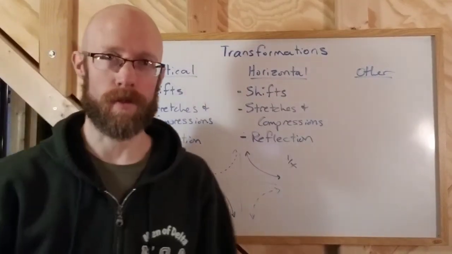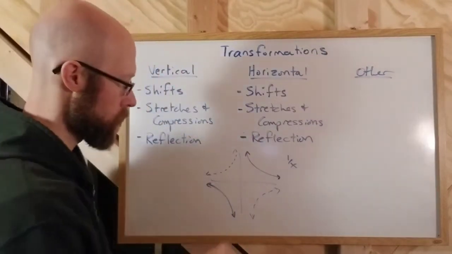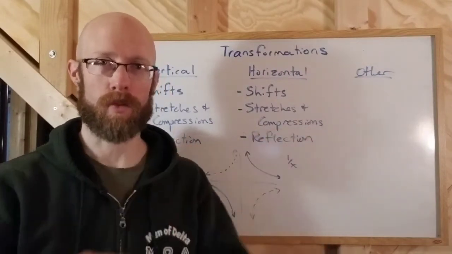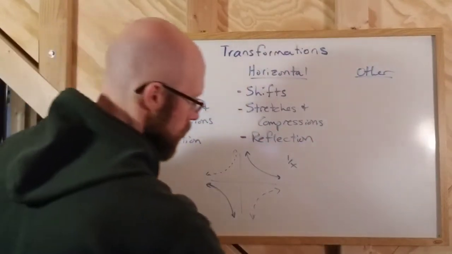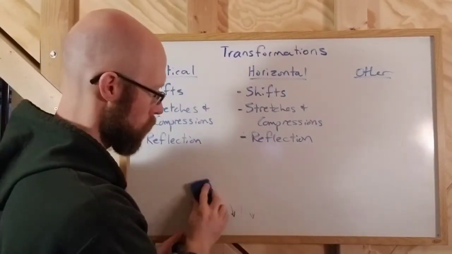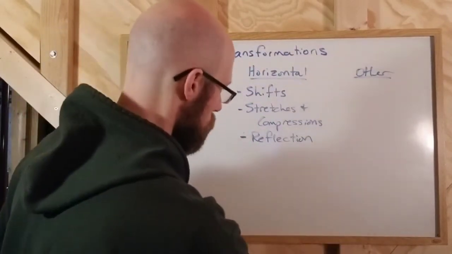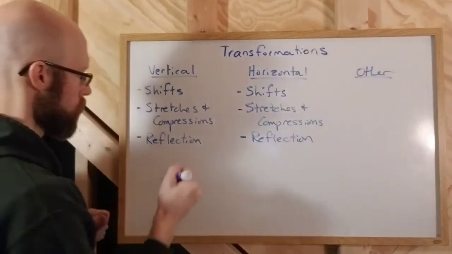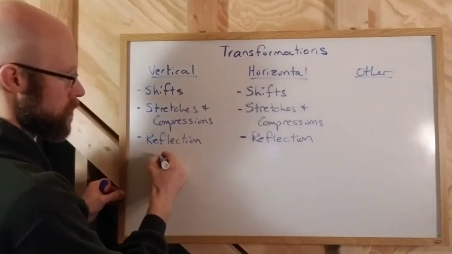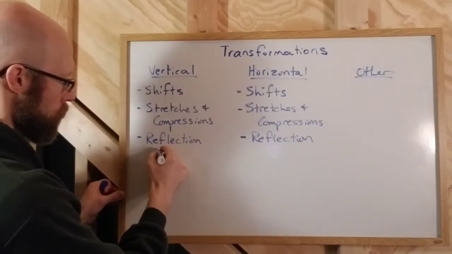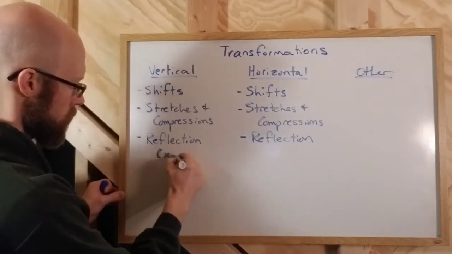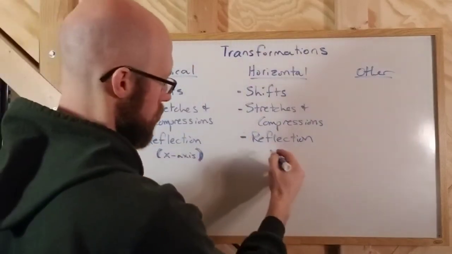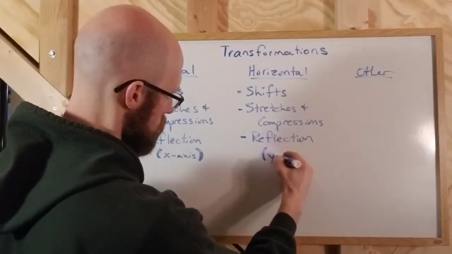Ironically, that one also is a vertical reflection. But you get the point. You can reflect things or rotate things around an axis or reflect it through an axis. Same idea. Either horizontally or vertically. And so when we talk about these reflections, a vertical reflection is really a reflection across the x-axis. And when we talk about a horizontal reflection, that's really a reflection across the y-axis.